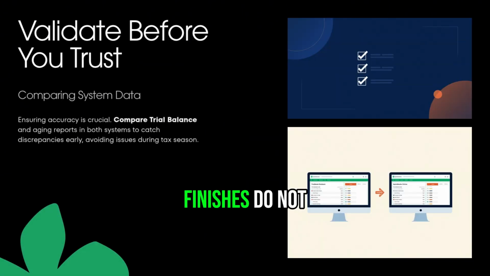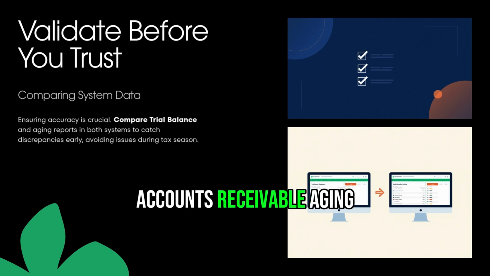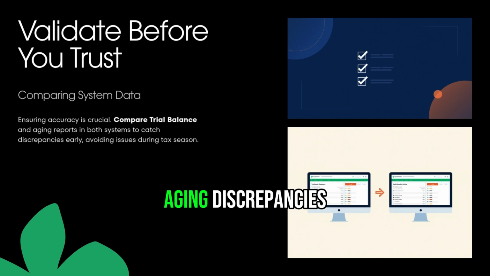Once the export finishes, do not assume it's perfect. This is the step people skip, and it's the one that causes the most headaches later. Pull up your trial balance in both desktop and online side by side. Compare them. Then do the same with your accounts receivable aging and accounts payable aging.